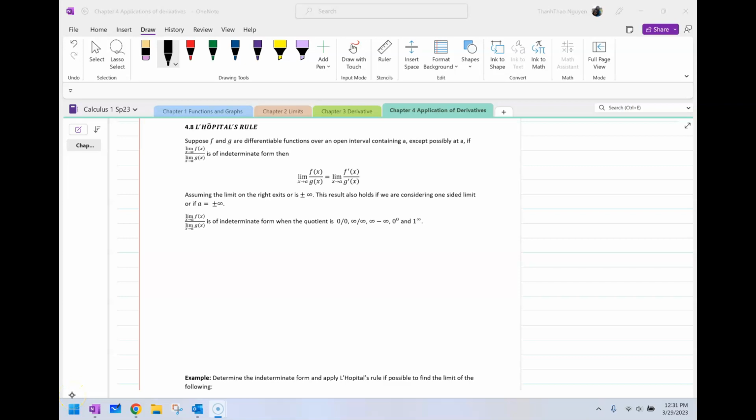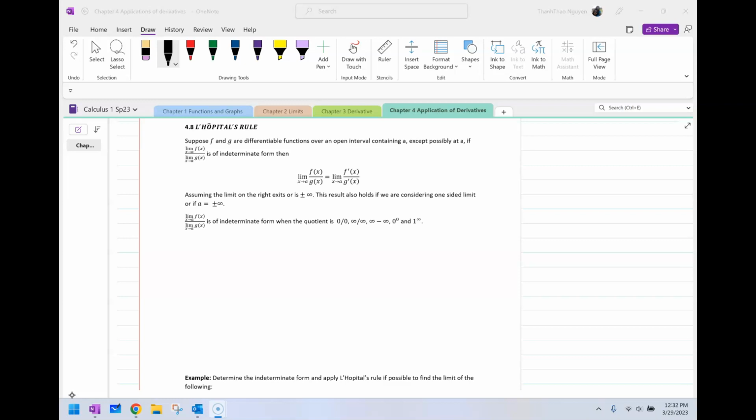Suppose f and g are differentiable functions over an open interval containing a, except possibly at a. If the limit as x approaches a of f of x and the limit as x approaches a of g of x are of the indeterminate form, then the limit of the quotient f of x divided by g of x as x approaches a is the same as the limit as x approaches a of f prime of x divided by g prime of x.